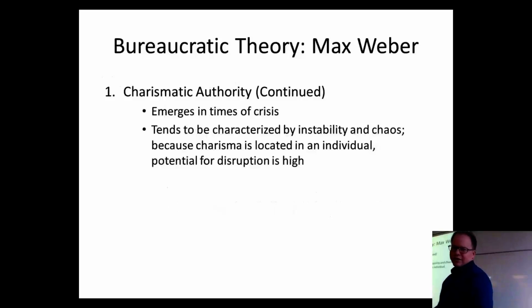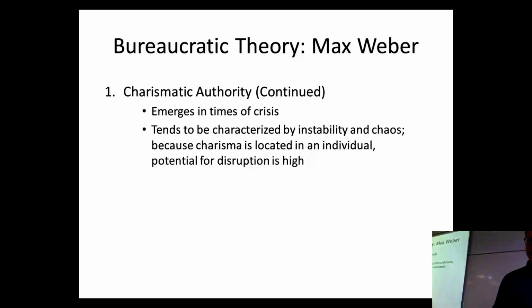Now, charismatic authority emerges in times of crisis, so it tends to be characterized by instability and chaos, because charisma is located in an individual and the potential for disruption is high. If you reverse this logic, we see this a lot in small to medium-sized enterprises. You often have a company owner or manager who drives it with his whole passion and involvement, and if you replace this person, you often have a very different organization. It's very difficult to carry it on.